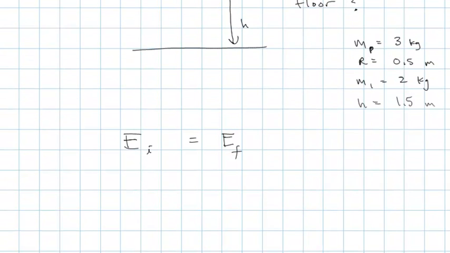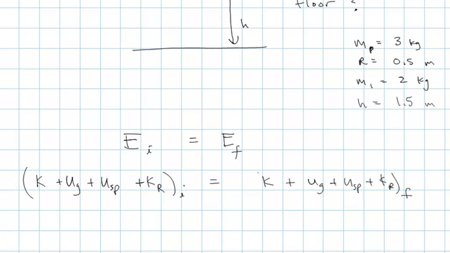What kinds of energies do we know about? We know about kinetic energy, gravitational potential energy, and spring potential energy. Those are the three we knew about before our chapter on rotation. And now we can add in rotational kinetic energy. So all of that at the beginning of our problem has to equal the sum of all the energies at the end of the problem.